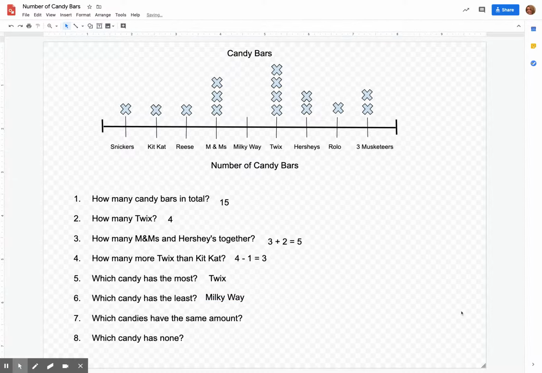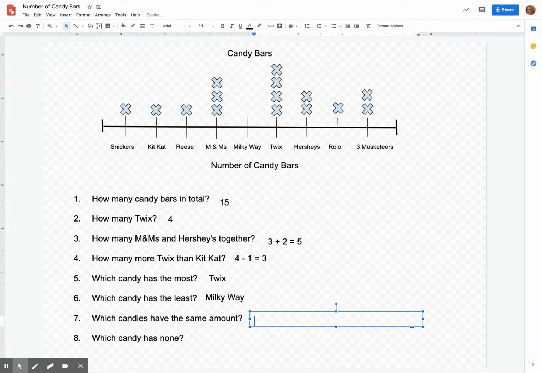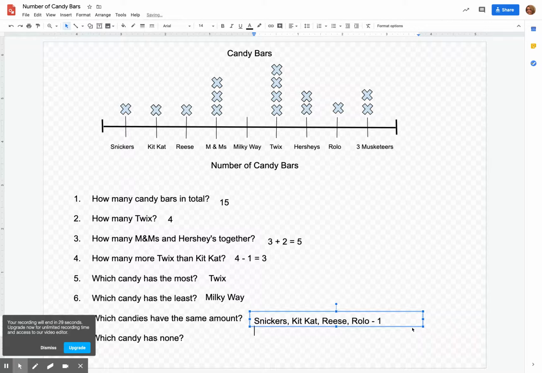Okay. Which candies have the same amount? Okay, well, which ones have the same amount? Well, we just talked about all the ones with 1. So those all have the same amount. So let's put Snickers, Kit Kat, Reese's, and Rolo all have 1. But I see 2 that have 2. Hershey's and 3 Musketeer both have 2.